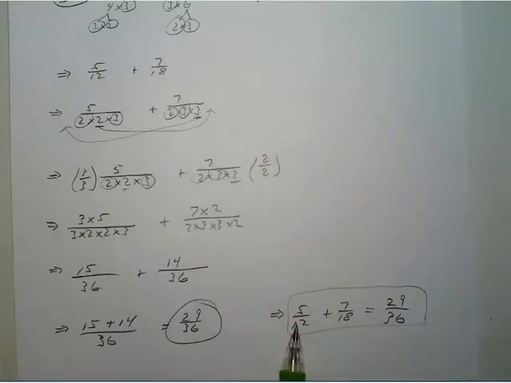Okay, that's because 5 over 12 and 15 over 36 are equivalent fractions. 7 over 18 and 14 over 36 are equivalent fractions. So that's why those are equal.